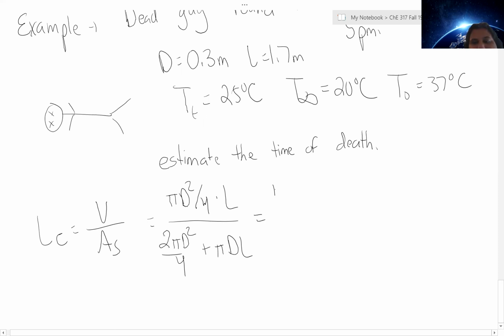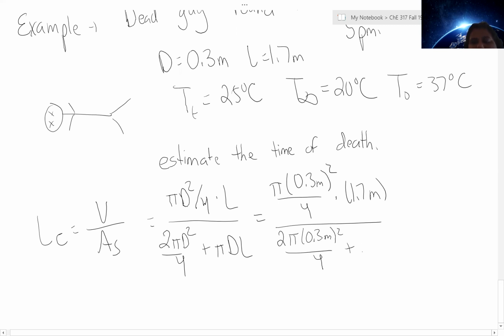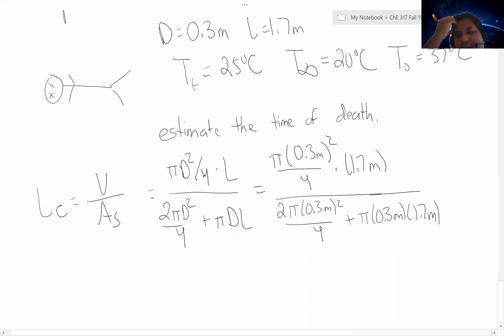So for this system, I have pi times 0.3 meters squared over 4 times the length, 1.7 meters, divided by 2 times pi times 0.3 meters squared divided by 4 plus pi times 0.3 meters times 1.7 meters. We'll end up with meters cubed on the top, meters squared on the bottom, so we get our value in meters. We should get a value of approximately 0.069 meters.